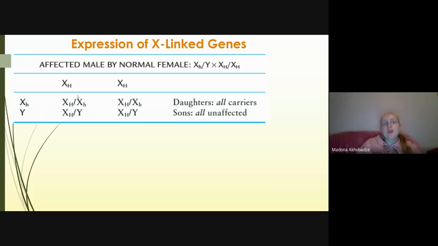So what will happen to their offspring? They will get like this. These are the daughters, and both of the daughters will be carriers of the disease coming from the father, because the father is only able to give the X, which is for sure the disease allele. So the father will transfer the disease X to his daughters, so both of them will be carriers. All of them would be carriers.